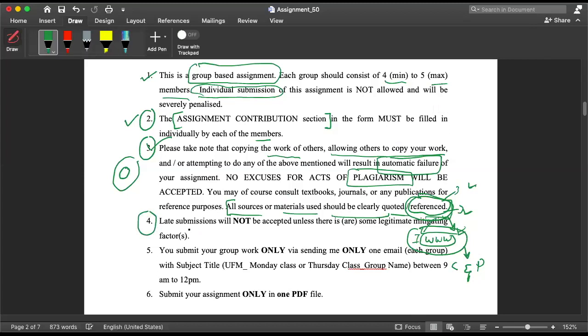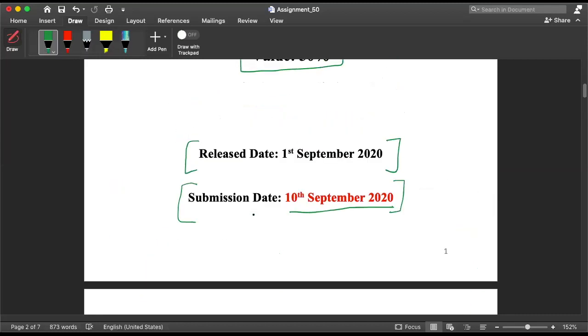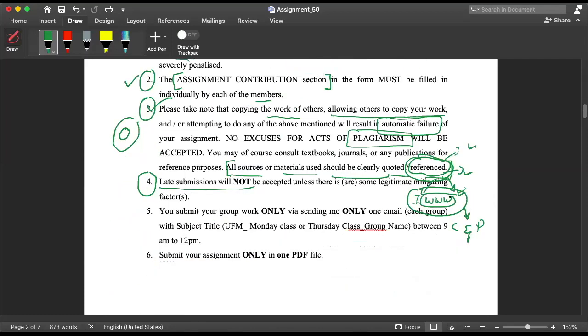Number 4 is late submission will not be accepted unless there are some legitimate mitigating factors. You're not allowed to submit your assignments after this date. If you submit, I will not accept late submission. So make sure you meet your deadline. Don't miss your deadline.